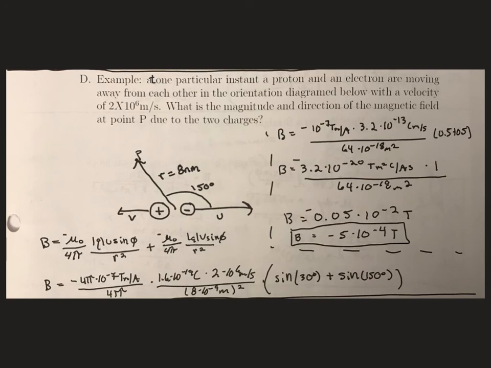So now I can plug this all into my calculator, and I get a magnetic field strength of negative 5 times 10 to the minus 4 teslas in the z hat direction. So once again, the negative sign tells you it's in the negative direction, and the z hat tells you it's in the z direction, so negative z direction.